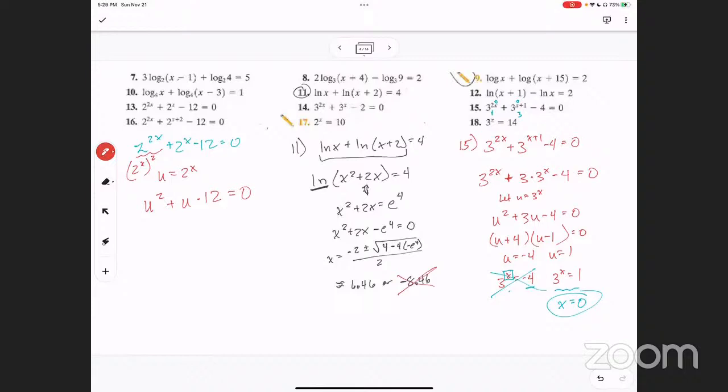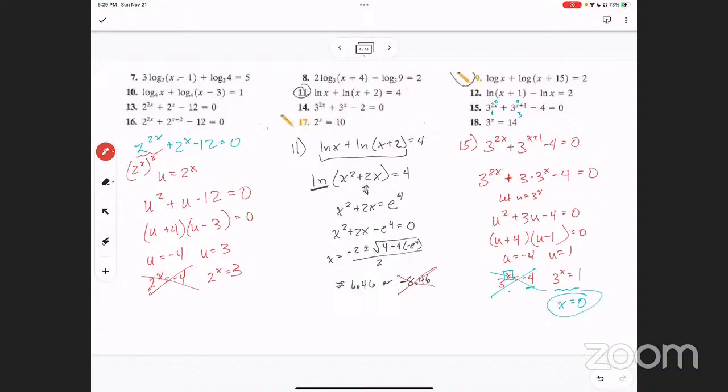Okay, so now you can factor it out. So you can do u plus 4, u minus 3. Good. Then what? Then u either equals -4 or u equals 3. u equals 3 would be the only answer that's viable. Good. So let's write 2 to the x equals 3. And so what does x equal?